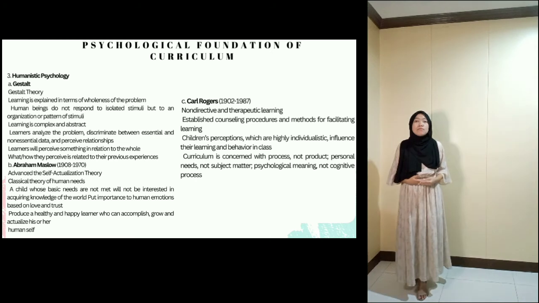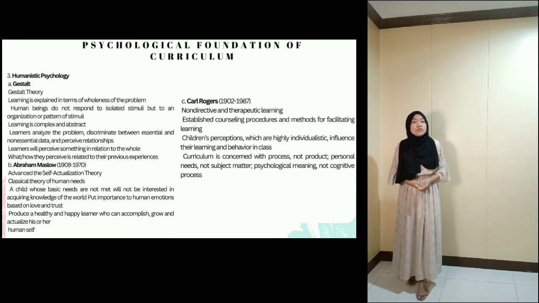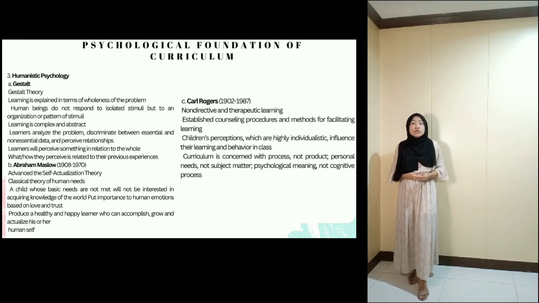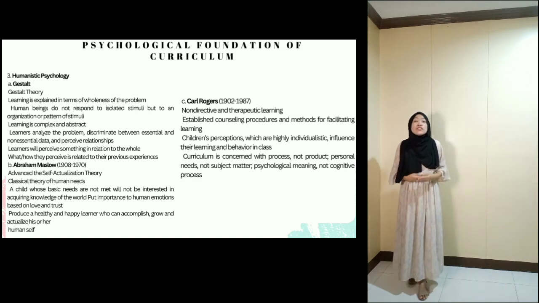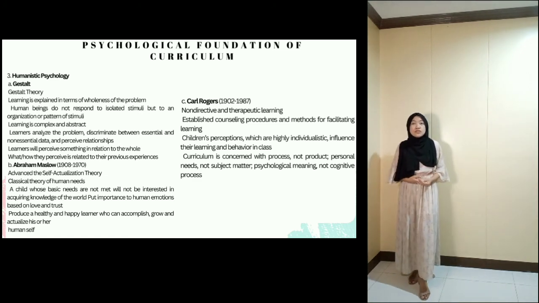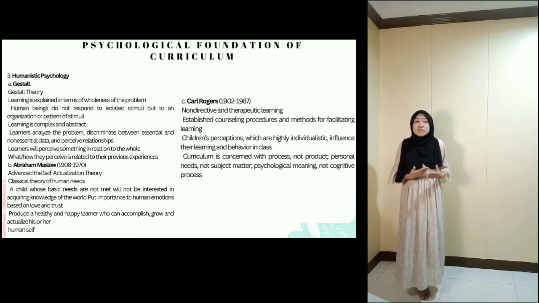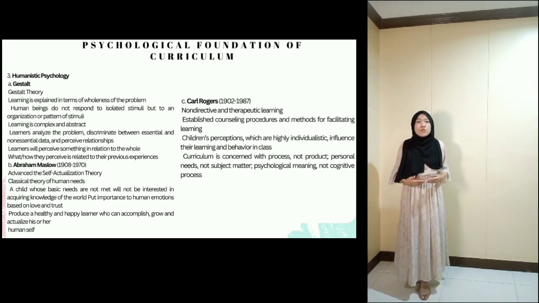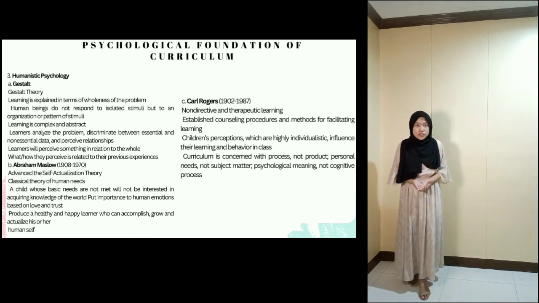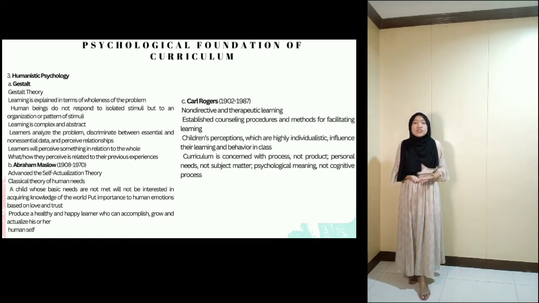Next is Abraham Maslow, 1908 to 1970. It is called the self-actualization theory. In this classical theory of human needs, a child whose basic needs are not met will not be interested in acquiring knowledge of the world. Next, it puts importance on human emotions based on love and trust, to produce a healthy and happy learner who can accomplish, grow, and actualize his or her human self.